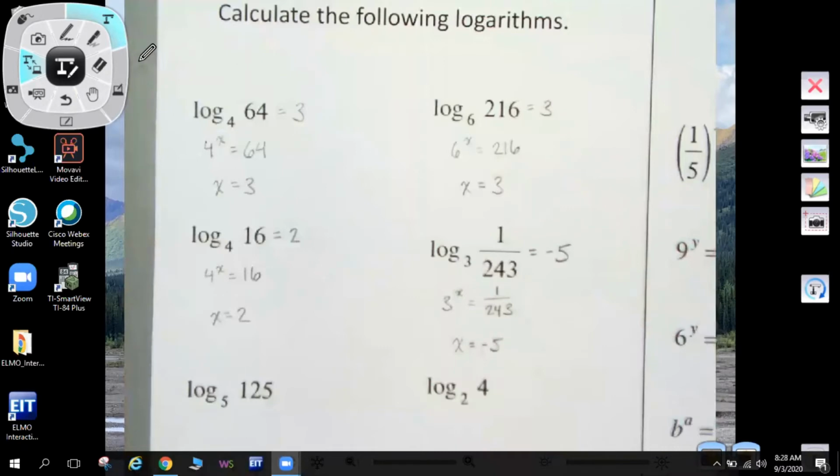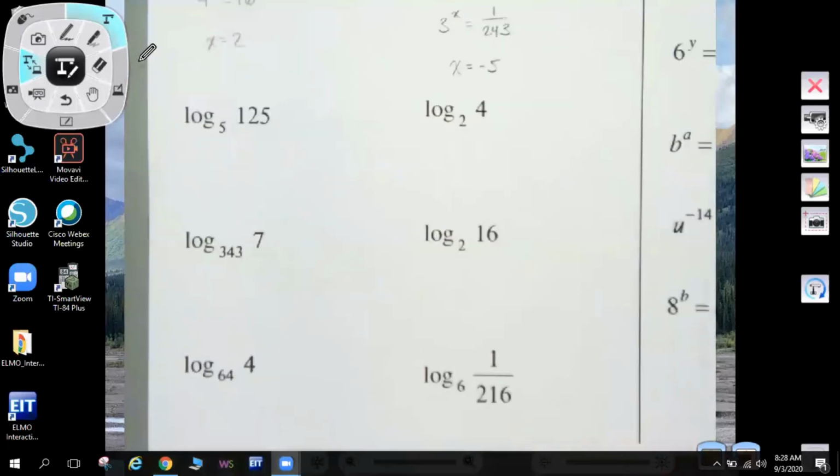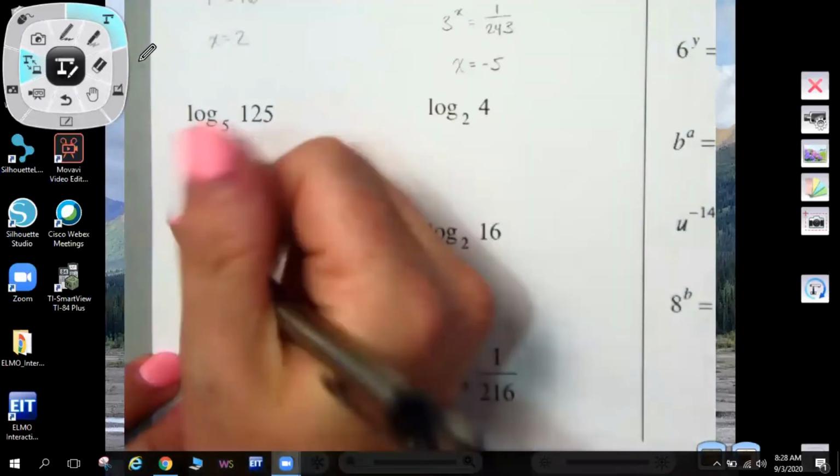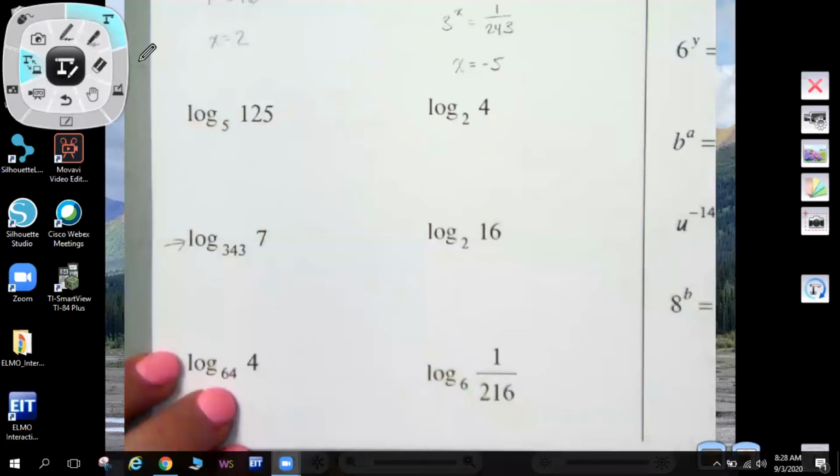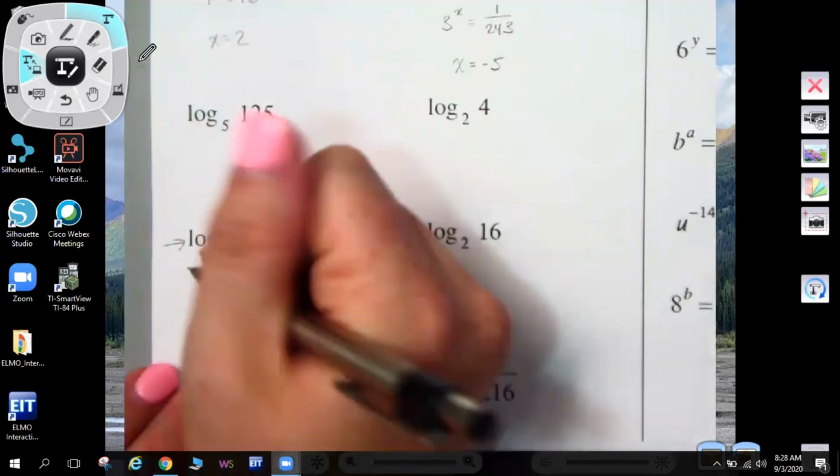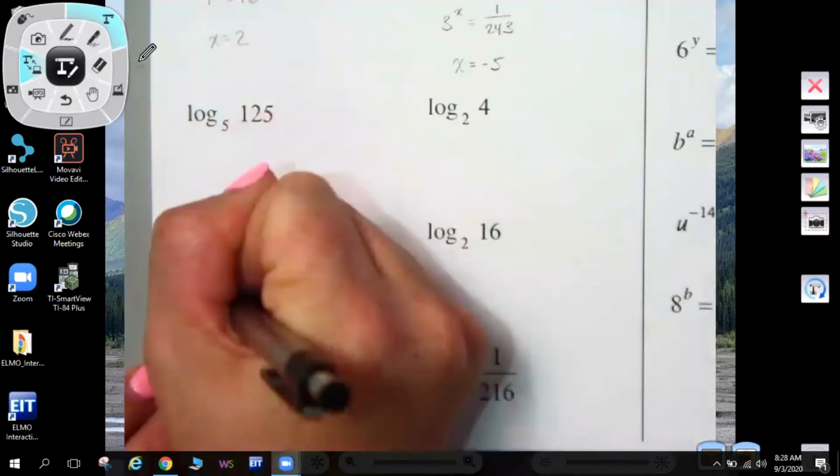Any questions so far? Not too bad? Okay, I want to skip down to this one because it's another kind of different one. Log base 343 of 7. Okay, so this logarithm is asking 343 to what power equals 7.